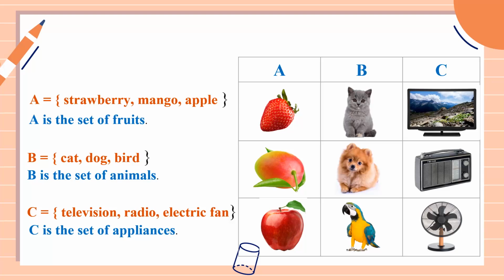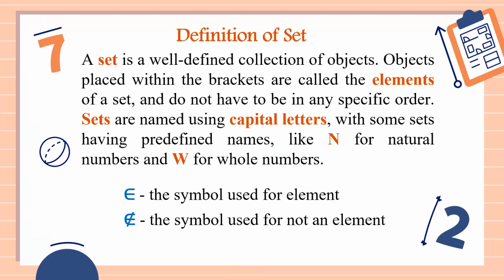So for A, B, and C, class, we call this a set. Let's define now what a set is. A set is a well-defined collection of objects. Objects placed within the brackets are called elements of a set and do not have to be in any specific order. Sets are named using capital letters.